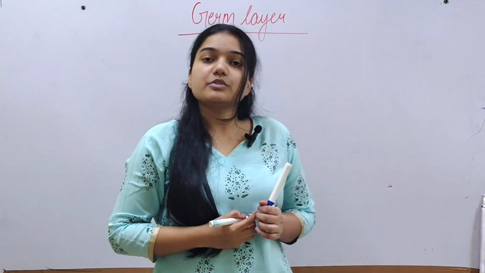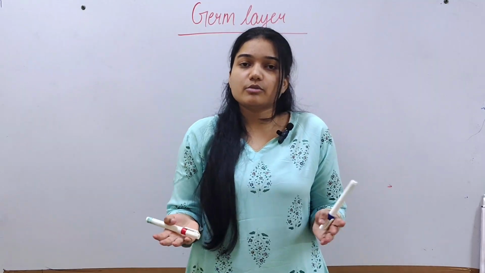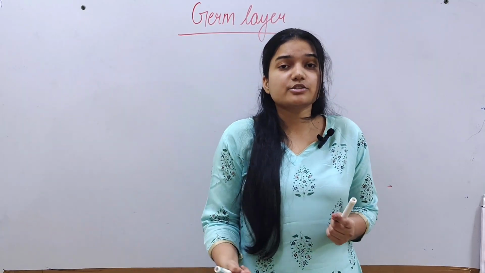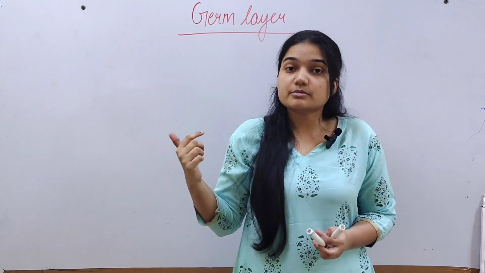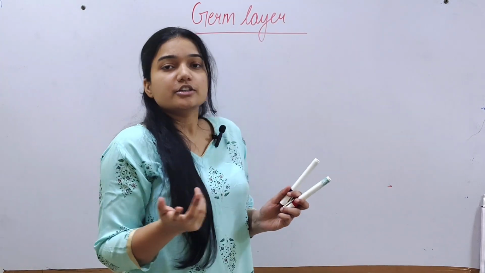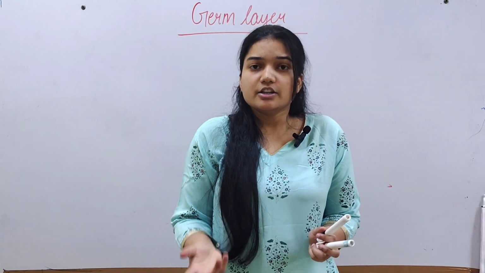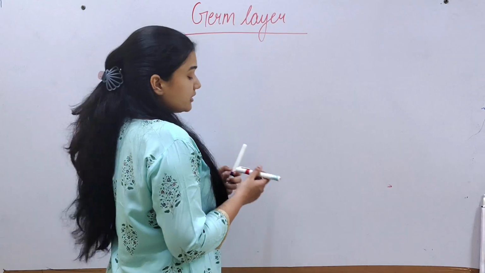In the germ layer, the layer of the gastrula, which makes the different parts of the body of the animal. On the basis of the number of layers, it is categorized into two parts. The first one is diploblastic and the second one is triploblastic. So first we take the diploblastic.